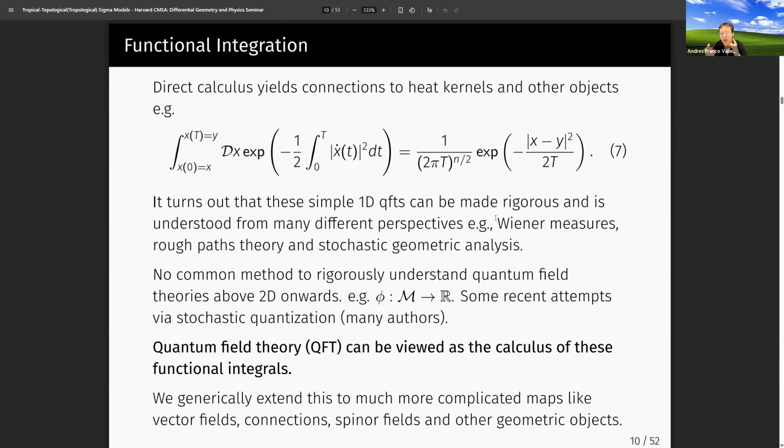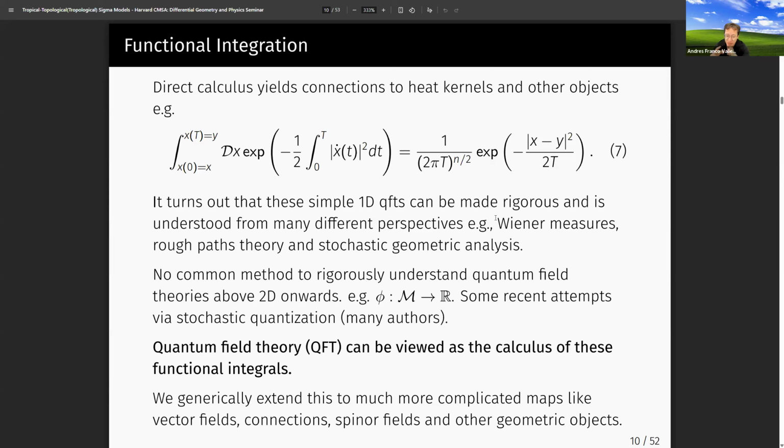And so what do I mean by above 2 dimensions? I mean, if instead I was saying I want to integrate over maps that go from some 3-dimensional manifold M to R, so a map from M to R, we don't really know what it means to integrate over those maps. And of course, you can consider a lot more complicated objects like vector fields, connections, spinor fields. How do you integrate over all spinor fields? Like, what does that even mean? That's what I mean by it's kind of not made rigorous yet.